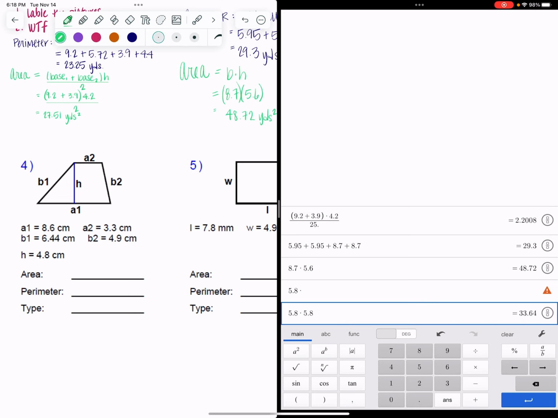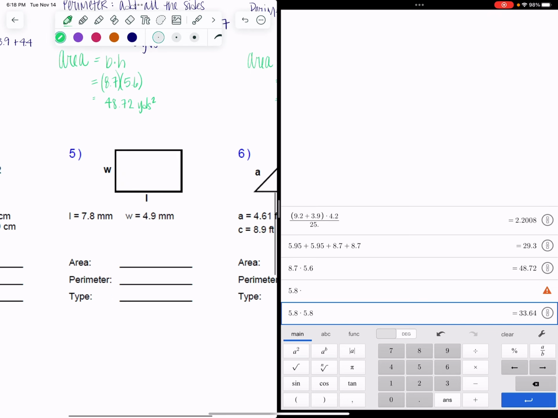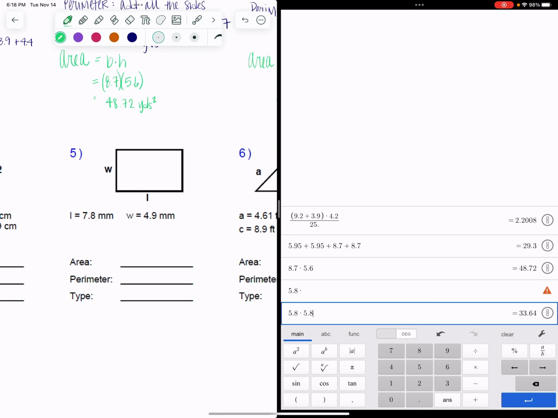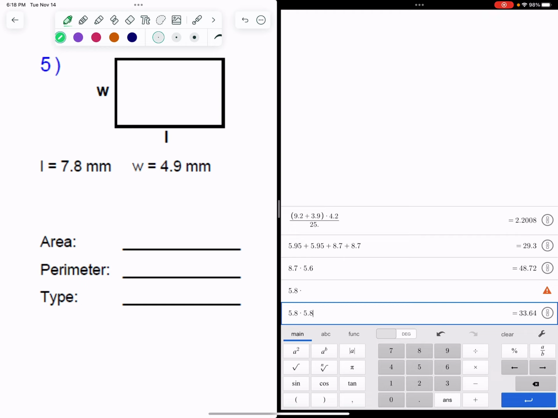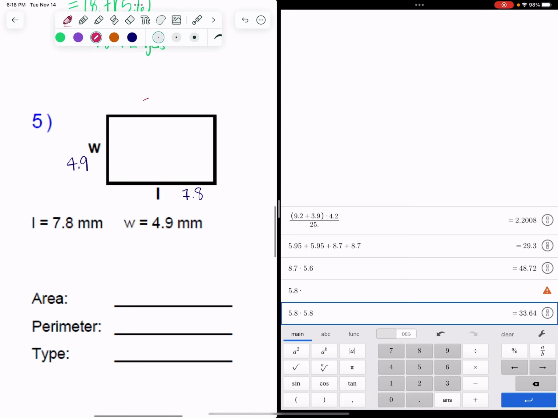There's another trapezoid. We did one of those. I'm going to run over here to the rectangle. We haven't done a rectangle yet. I'm going to label my picture with 4.9 and 7.8. Remember, you get 2 sides for free now. You also know the top is 7.8. And you know the right side is 4.9.